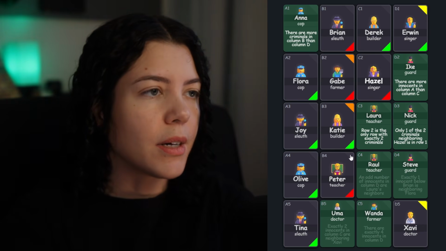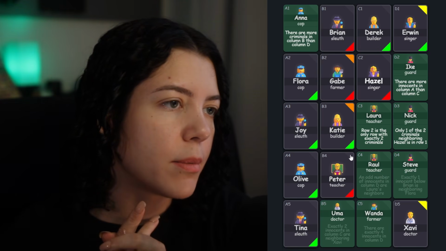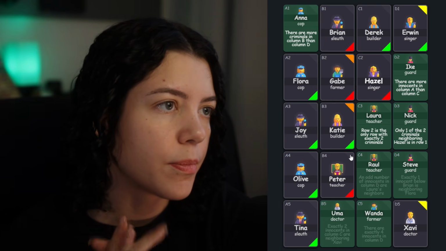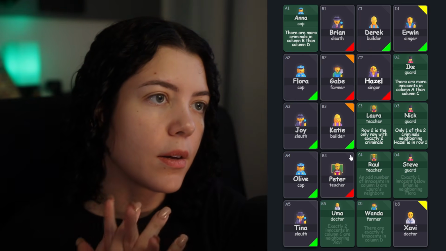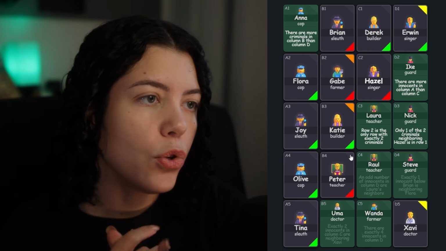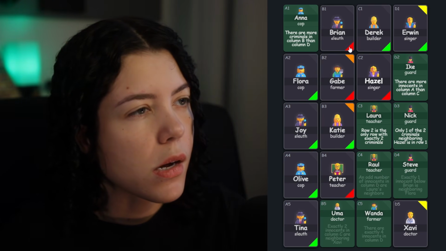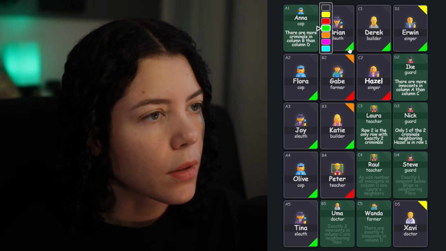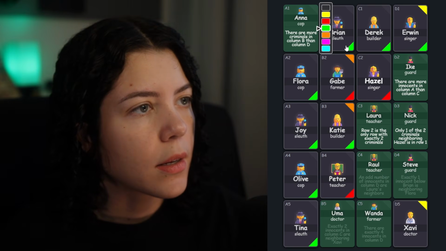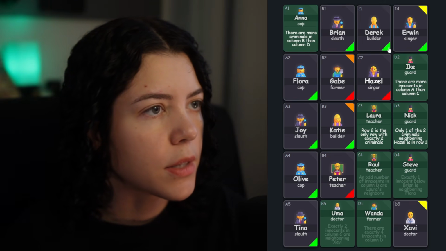There are more criminals in column B than column D. So there's no reason for Brian and Peter both not to be criminals. Of course, we know that both of them couldn't be innocents, right? Could we make Brian an innocent? And if Brian is innocent, somebody else here has to be a criminal. Let's say that that's Derek.